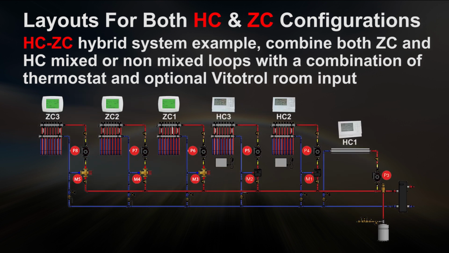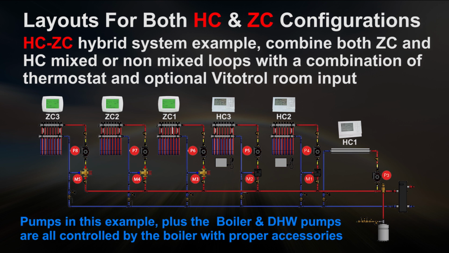The boiler control can manage up to 6 individual set points from 6 individual heating loops, plus domestic hot water, with the correct hardware. All of the pumps shown in this example, plus the boiler pump and domestic hot water tank pump, are controlled by this boiler with the proper accessories.